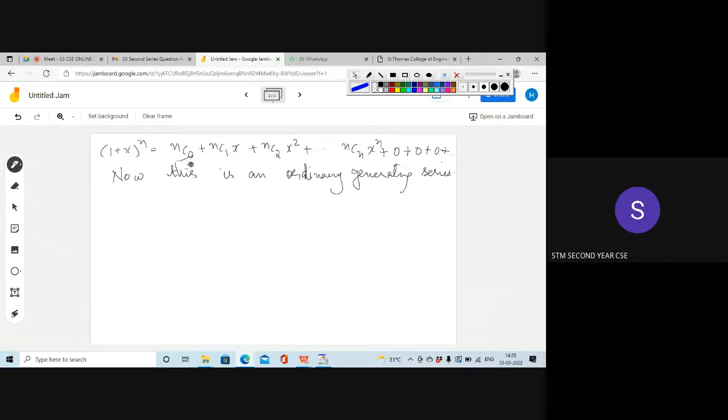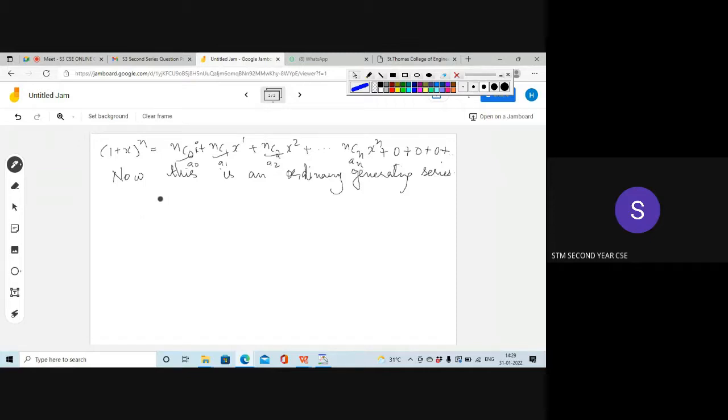This is a0, this is a1, this is a2. So if you read in the form, it is the general form of ordinary generating function: a0 x raised to 0, then a1 x raised to 1 plus a2 x raised to 2 plus an x raised to n, and the remaining are zeros. So this is an ordinary generating series.